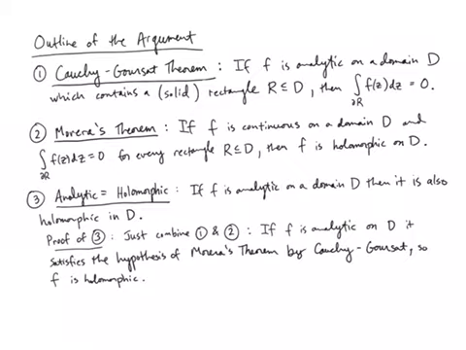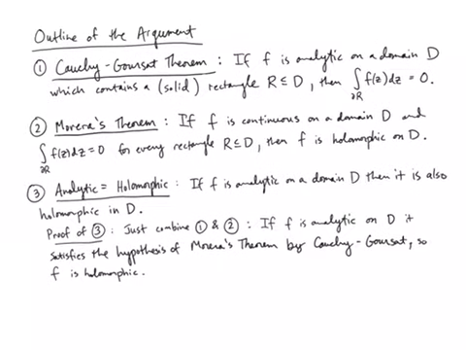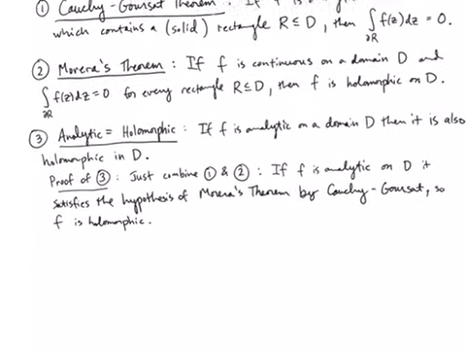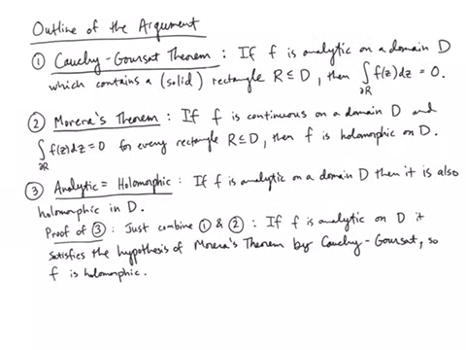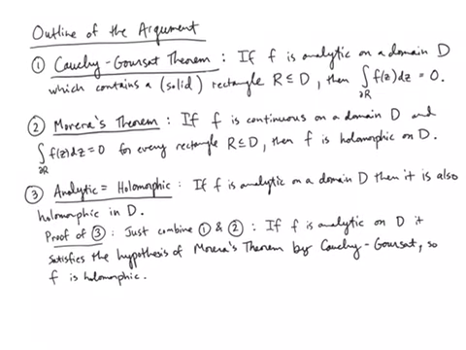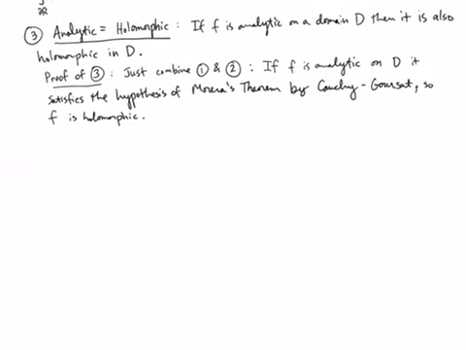Okay, so that's the outline of the argument. There's two phases to it, one being the Cauchy-Goursat theorem and the second being Morera's theorem. Okay, so now we will have to prove Cauchy-Goursat.